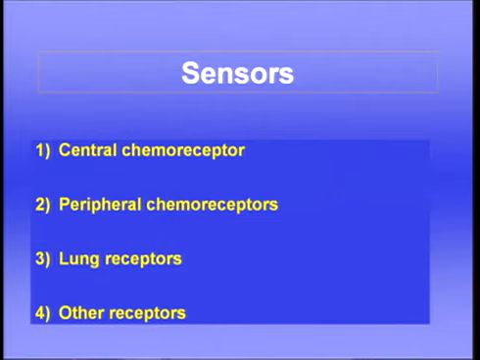First of all, there's the central chemoreceptor that I'm going to be talking about in detail. Then we've got two sets of peripheral chemoreceptors. We've got receptors coming from the lung, sensing the expansion of the lung, for example, and other receptors coming from muscles, limb movement, and baroreceptors, other sensors as well, which we'll mention briefly.